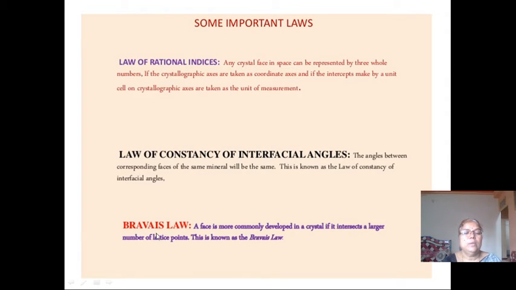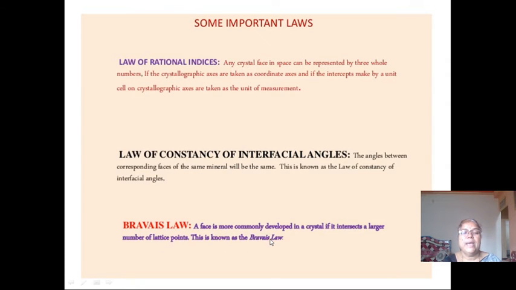And the third law is Bravais law. A face is more commonly developed in a crystal if it intersects a larger number of lattice points. This is known as Bravais law. I repeat, Bravais law: a face is more commonly developed in a crystal if it intersects a larger number of lattice points.